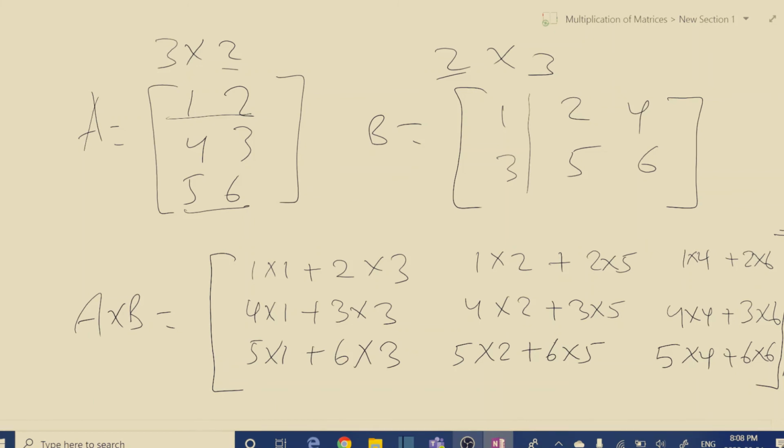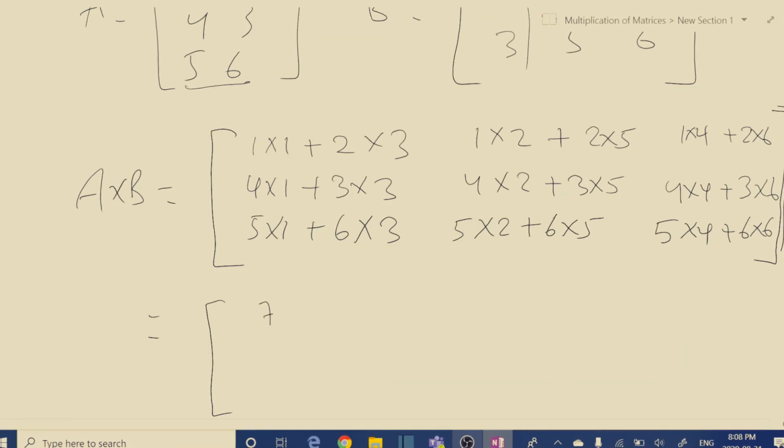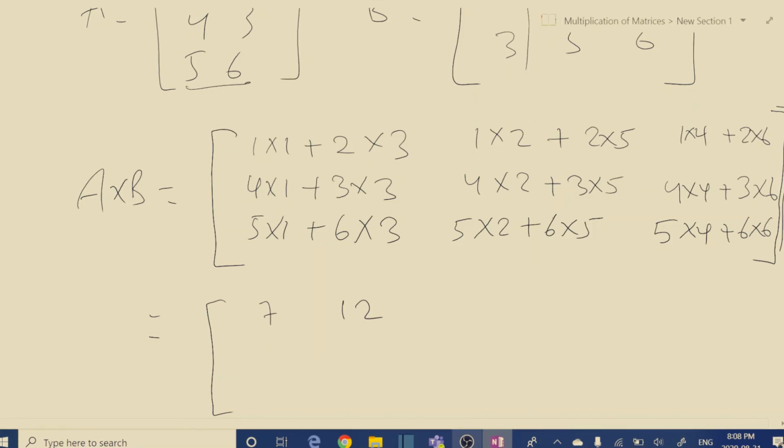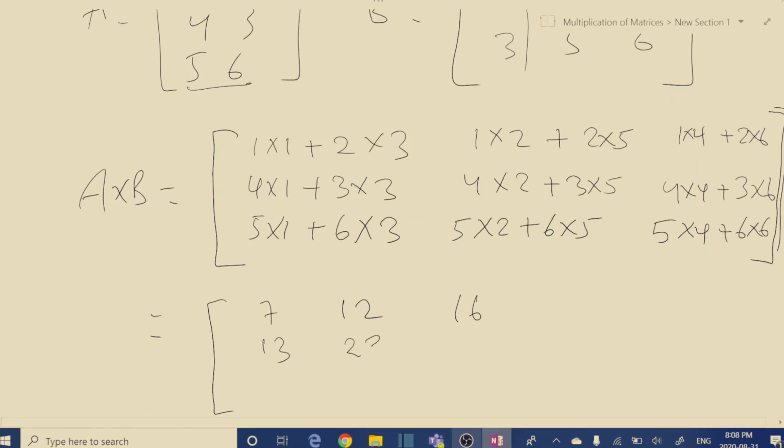So from there on, it's just a matter of doing arithmetic. Okay, so this will give me 1 times 1 is 1 plus 2 times 3 is 6, so that is 7. 1 times 2 is 2 plus 10, that is 12. 1 times 4, that's 4 plus 2 times 6, 12 plus 4, that is 16. 4 times 1 is 4 plus 9, that's 13.